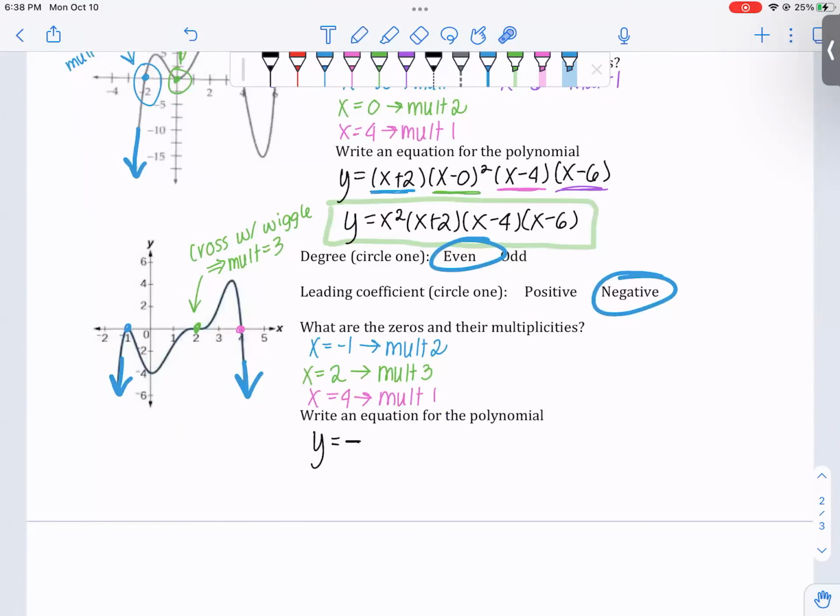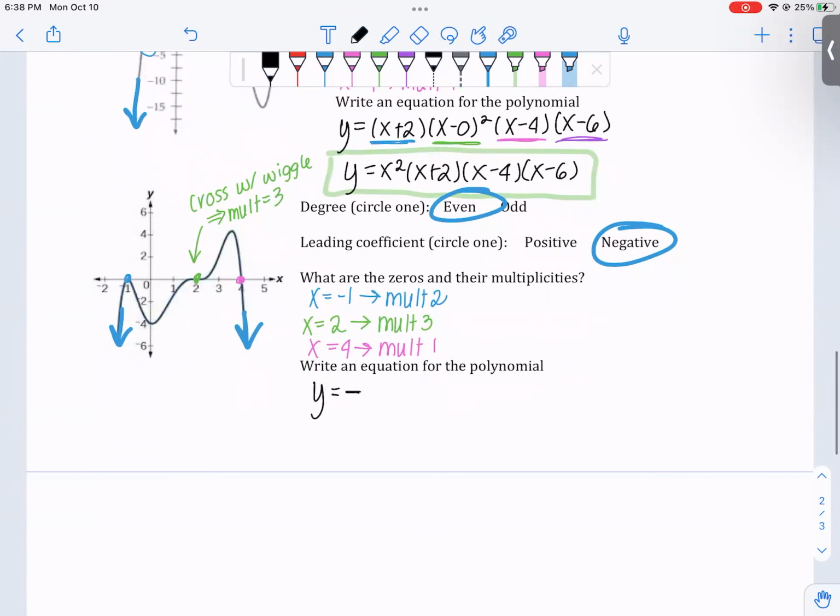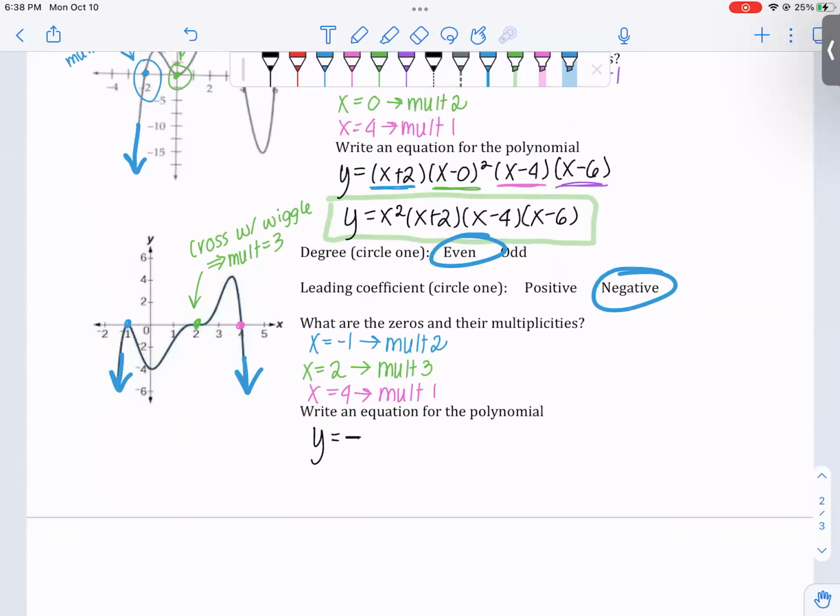So putting this all together in an equation, we would have a negative because of the negative leading coefficient. This would be x plus 1, multiplicity is 2, x minus 2, multiplicity 3, and x minus 4, multiplicity of 1. And there it is. There is an equation for the polynomial.